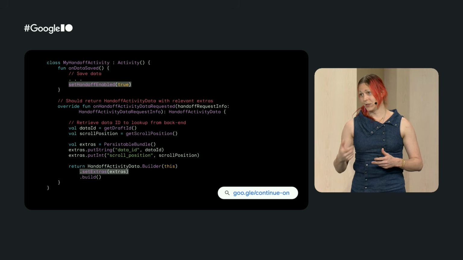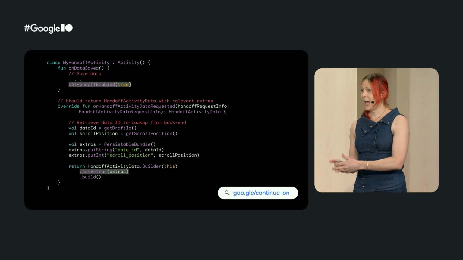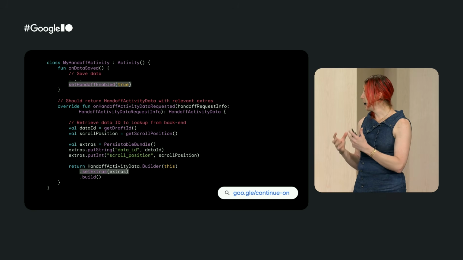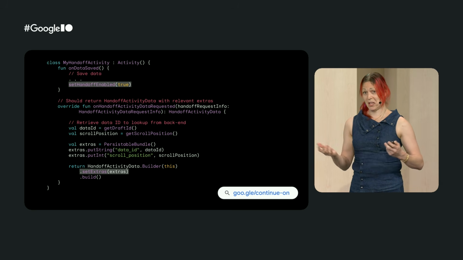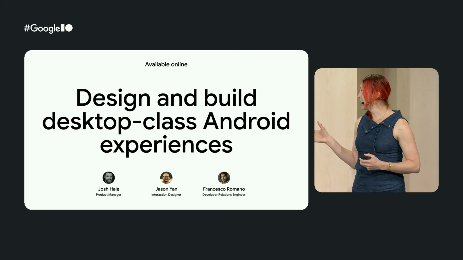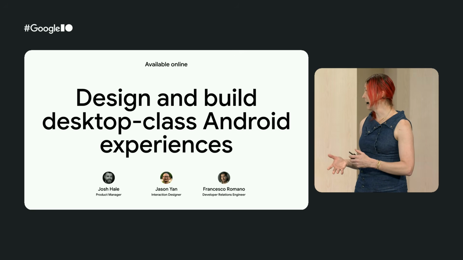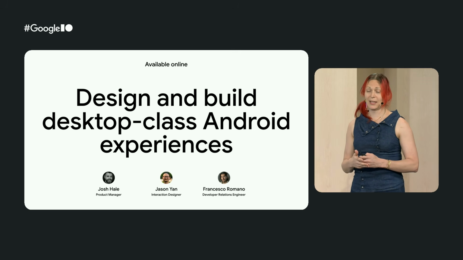To integrate and make sure your app is ready for Android 17, indicate you support Continue On by setting handoff enabled to true, and then you just set up and handle that bundle on the launch intent. And that's basically all you need to get integrating. To learn more about Continue On and these other desktop updates, check out this recorded talk dedicated to that.